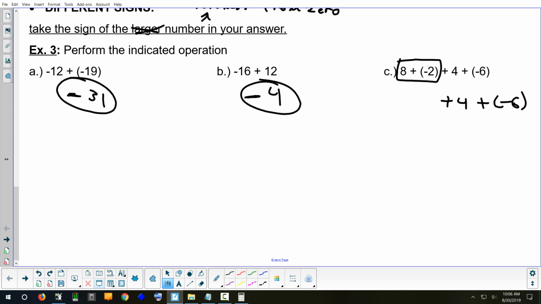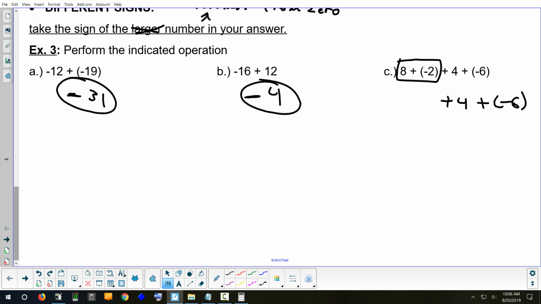What operation am I doing inside that box? What's the operation they want me to do? Addition. Are we adding numbers with the same sign or opposite sign? Opposite sign. So we're going to take the sign of the number that's farthest from 0. Which number is farther from 0? 8 or negative 2? 8. What's the sign on the number 8? Positive or negative? Positive.